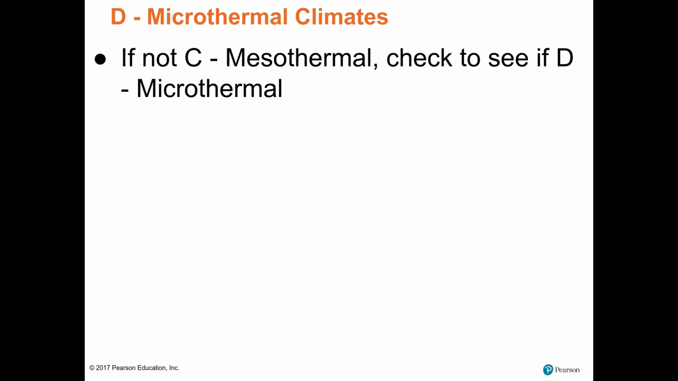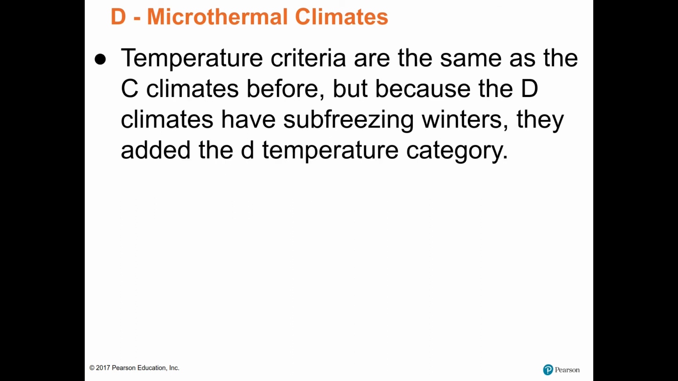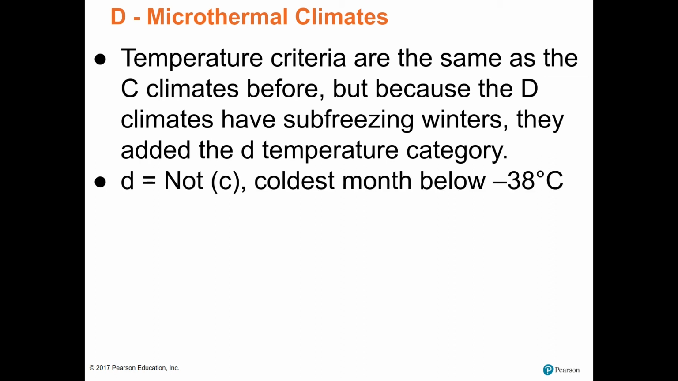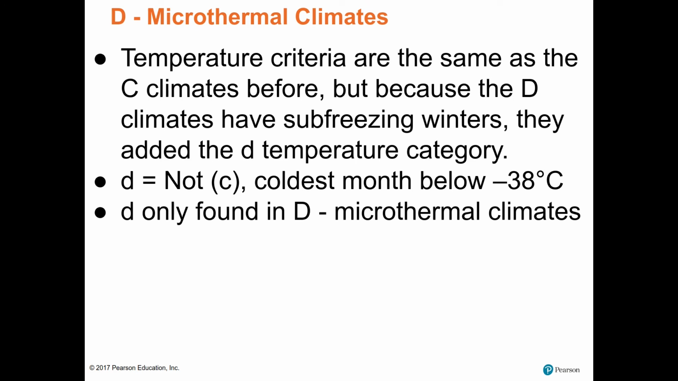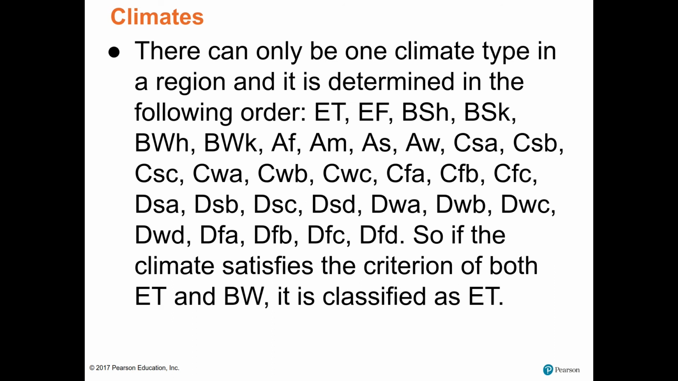D climates, same dealio. If it's not a C, you check to see if it's a D. If the hottest month is warmer than 10 Celsius and the coldest month is below freezing, it's a D climate. Temperature criteria are the same, but with D, they also have the lowercase d, indicating the coldest month is below negative 38. Those climates only exist in Siberia. They're only found in microthermal, and they're only found in Siberia. So there's the order again that you have to check the climates in.